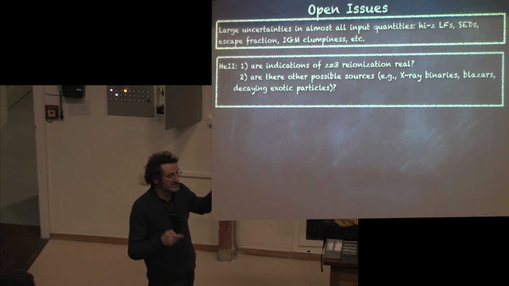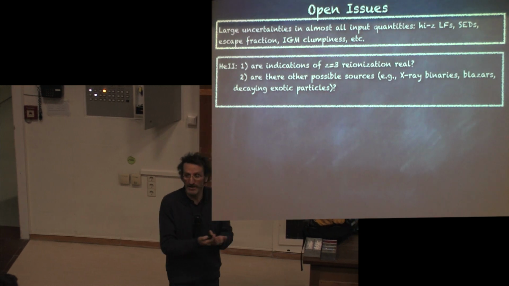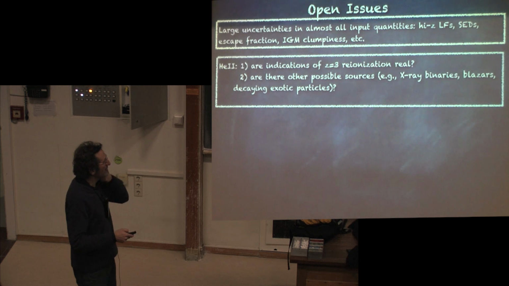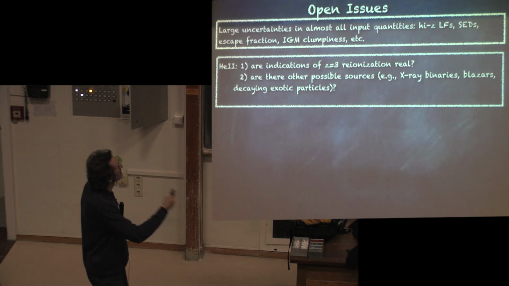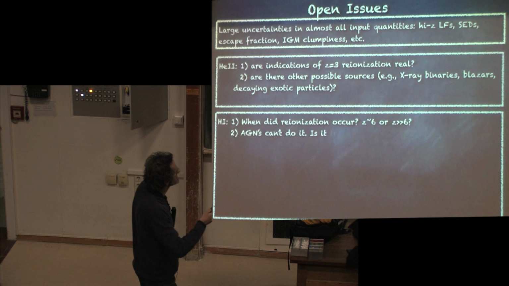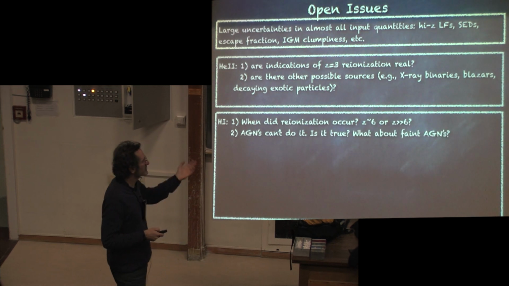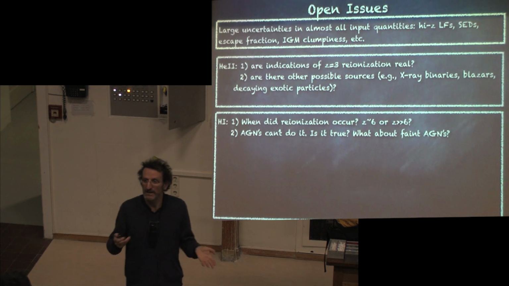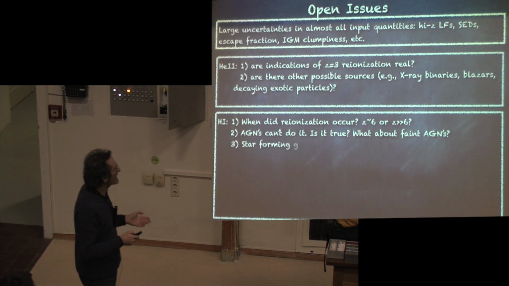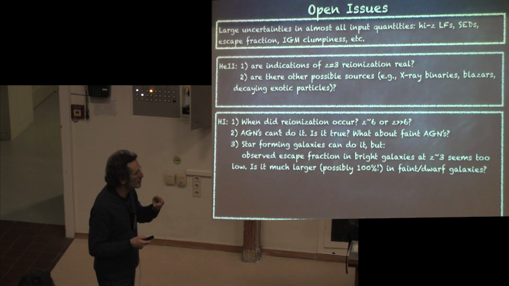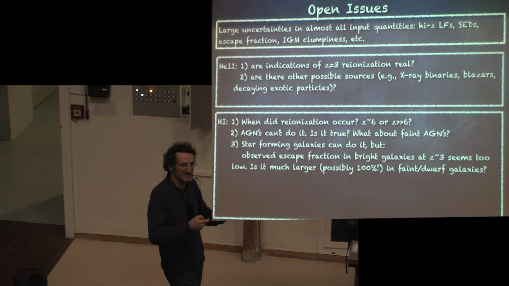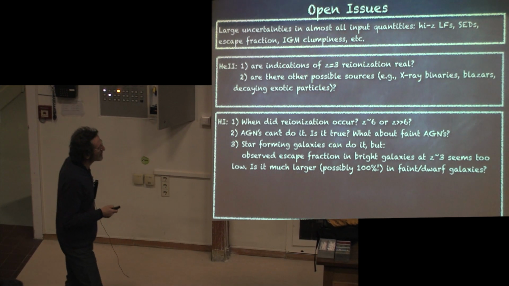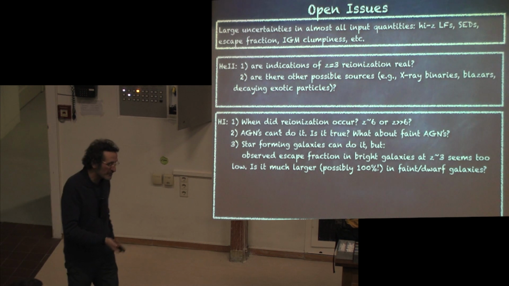Other possible sources, for example X-ray binaries, produce a lot of helium-2 ionizing photons. I didn't count that. Then exotic particles. When will the ionization occur, at redshift 6 or larger than 6? Probably I move that around 6 and 7. Okay, AGNs can do it. Is it true? What about faint AGNs? I'll show you that faint AGNs are probably abundant, but I'm not sure that they can really do the job. Star-forming galaxies, escape fractions: an open issue.